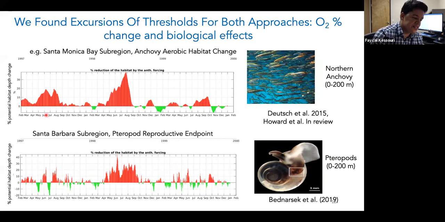In both exercises, I'm showing a time series of the possible habitat depth change. The positive values, in red, mean that we are reducing the habitat because of the anthropogenic forcing. And when it's green, that means we are increasing the size of the habitat. In both examples, you see that most of the time during the three years of simulation, we are reducing the habitat, or we are squeezing the habitats of each of these species.